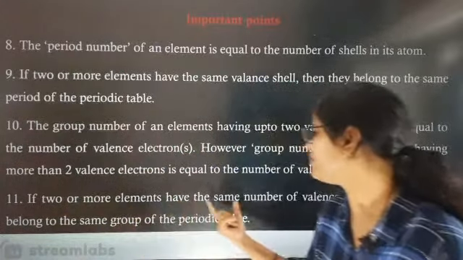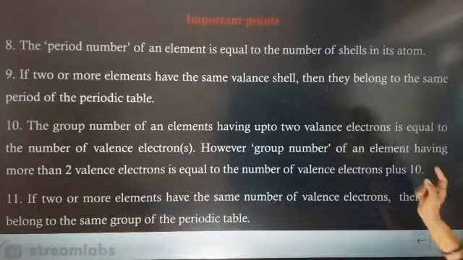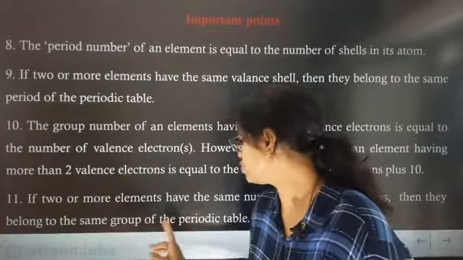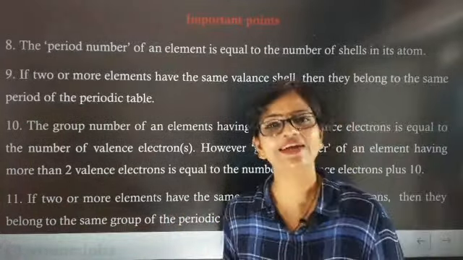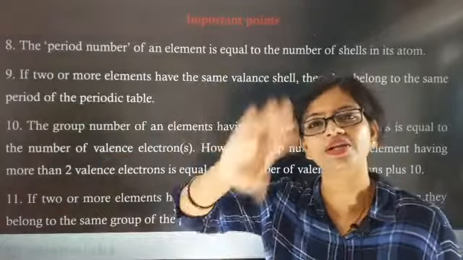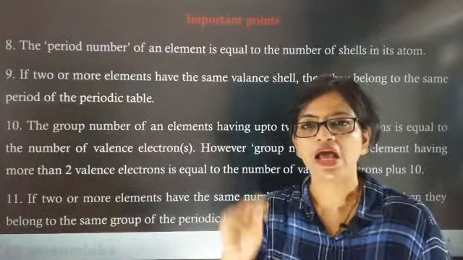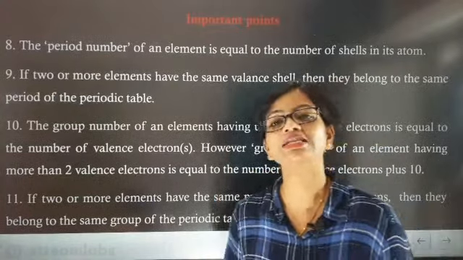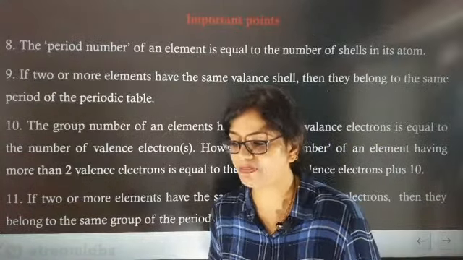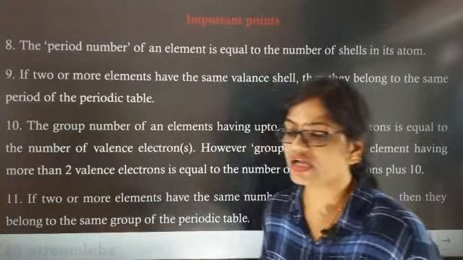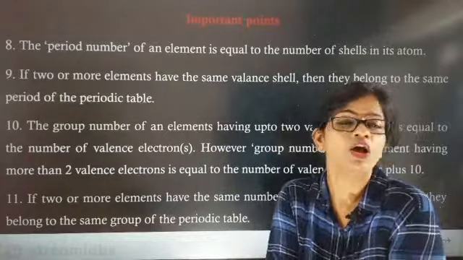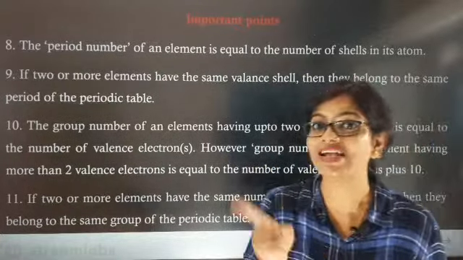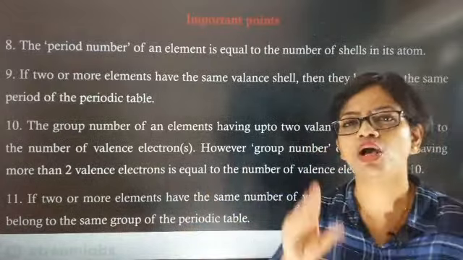If two or more elements have the same number of valence electrons, then they belong to the same group of the periodic table, and that is only true for representative elements. S block and P block are called representative elements. I repeat, S block and P block are called representative elements. For S block you don't have to add 10, only for P block.